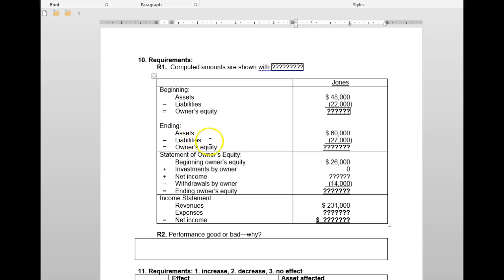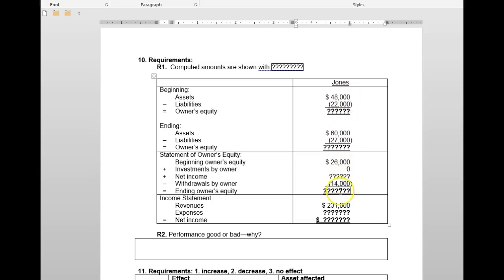Let's do the same thing with the ending. They give you a 60,000 asset and a $27,000 liability. Subtract those and come up with your ending. So now you're going to put your beginning here. They had no investments by the owners. We're looking for this net income. We know what the ending equity is, so we pull that down to here. How do you put these together? Just like we did in that one activity. So fill in all the blanks with what you've got. That will get you to here.